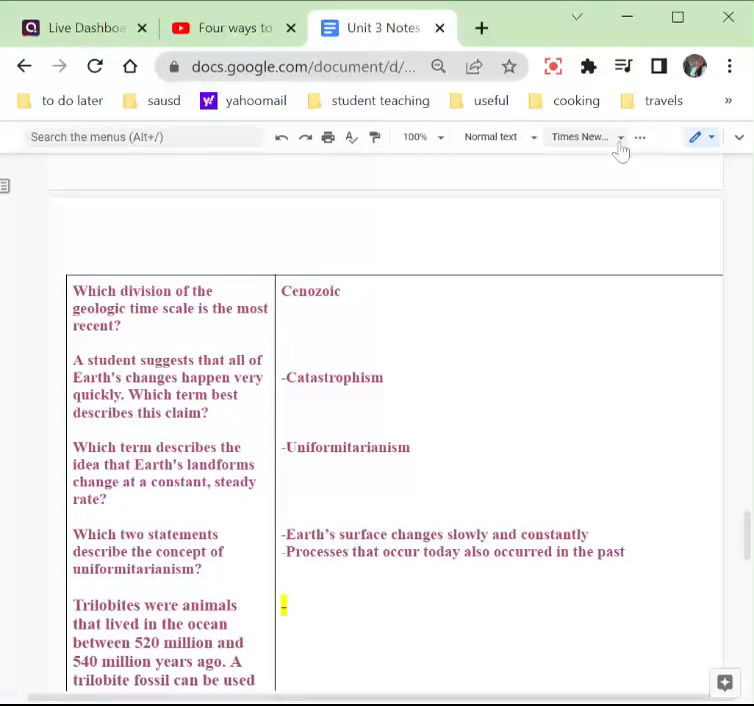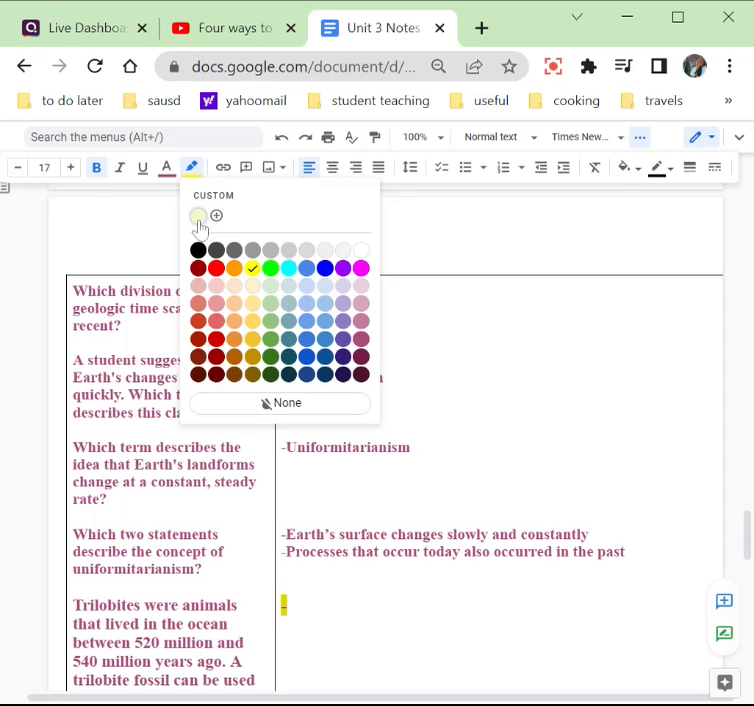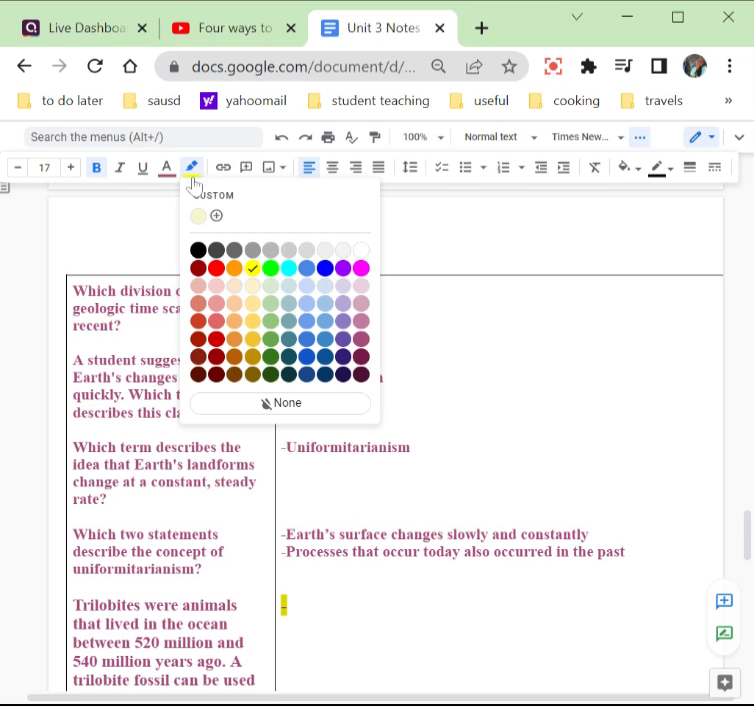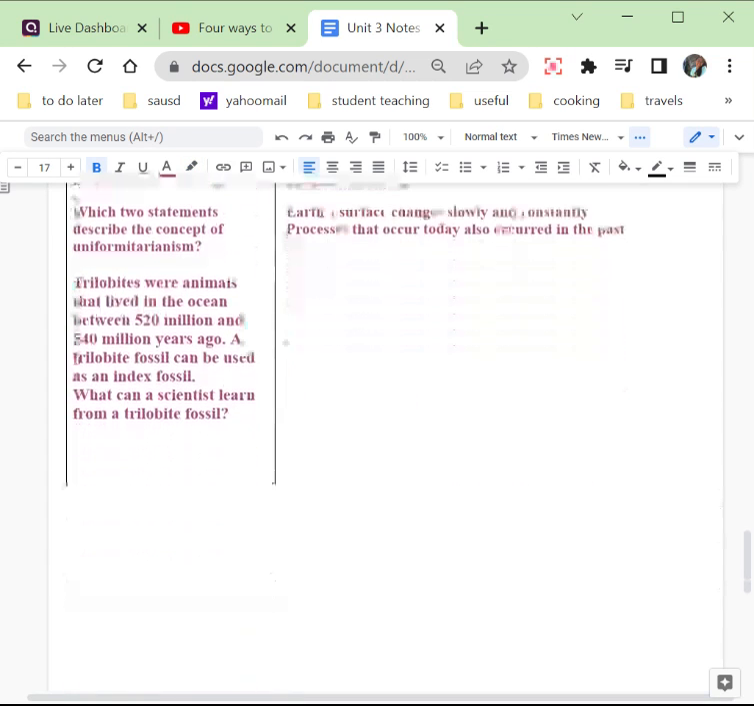I don't want it to be highlighted though. Okay, sure.